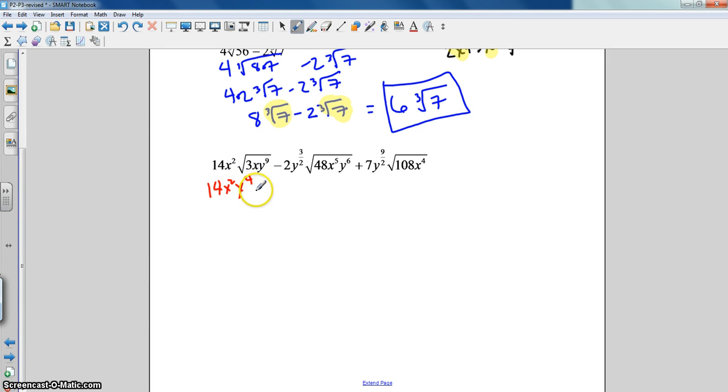And then what am I left with? I'm left with the square root. 3 I can't pull out, x I can't pull out, and I'm left with y. So what I did was I separated this into y to the 8th and y.